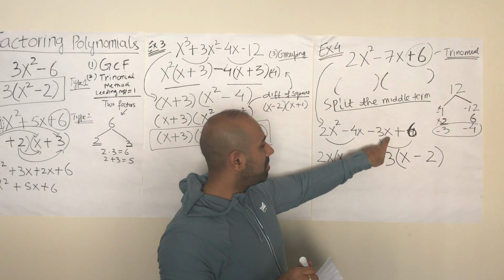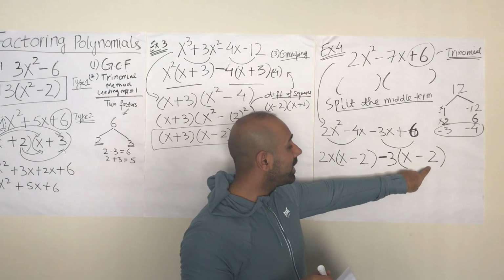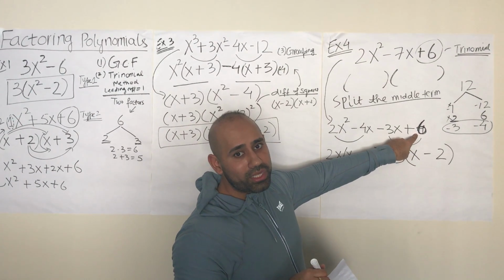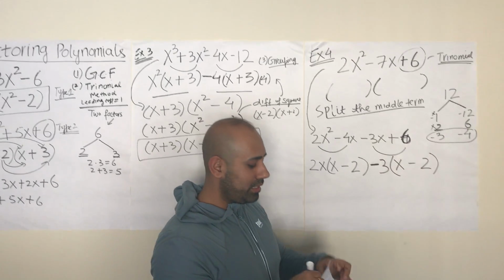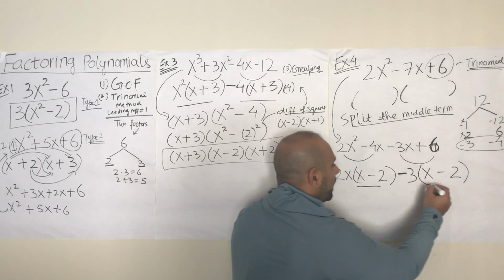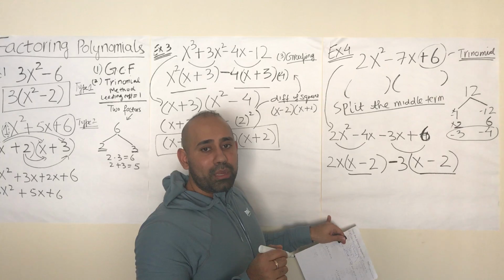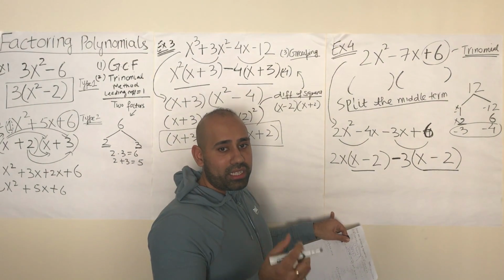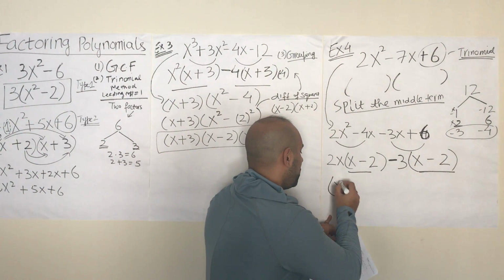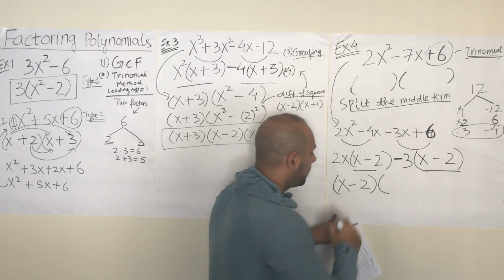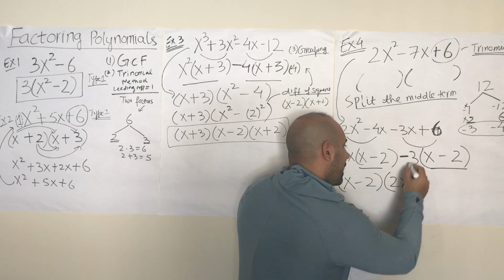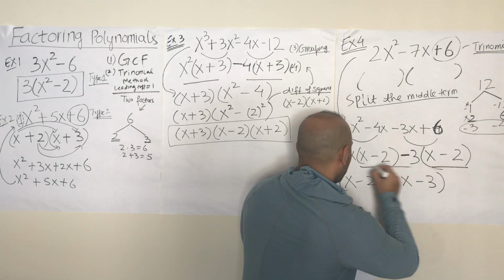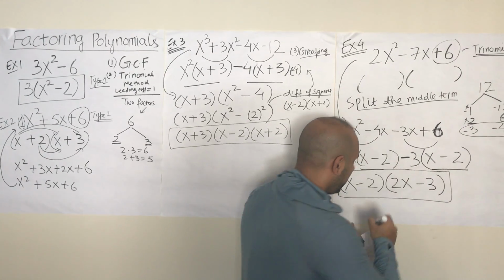Negative 3 times x gives me negative 3x. Negative 3 times negative 2 actually gives me positive 6. So that means these are the right factors. This one and this one right here again look the same. If they are the same, they are again the greatest common factor. What do we do with them? We just write them out. And then we have a 2x left from the first piece, and I have a negative 3 left from the second piece, and these are the factors.